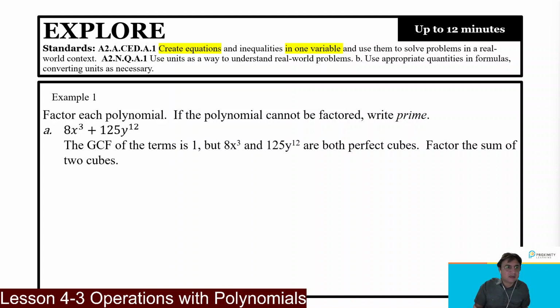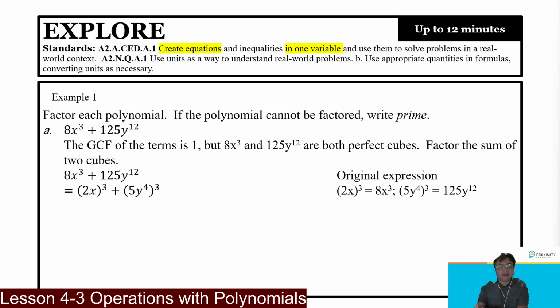Let's practice factoring some polynomials. Here we have a binomial, and we can see that there is nothing in common in these two. We have an x over here and a y over here, so we can't take any terms out to factor. But we do see that both 8 and 125 are perfect cubes. 2 times 2 times 2 is 8, and we also know that 5 times 5 times 5 is 125.